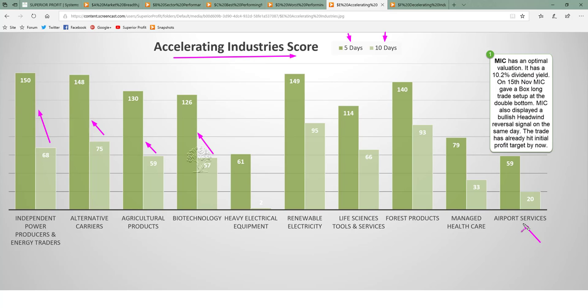Airport services is one of the most accelerating industries. You will look for a fundamentally strong stock. MIC is one such stock. It has optimal valuation and has an excellent dividend yield of 10.2%. On 15th November, MIC gave a box long trade setup at the double bottom. It also displayed a headwind reversal signal on the same day. Since then, MIC went up. The trade has already hit initial profit target by now.